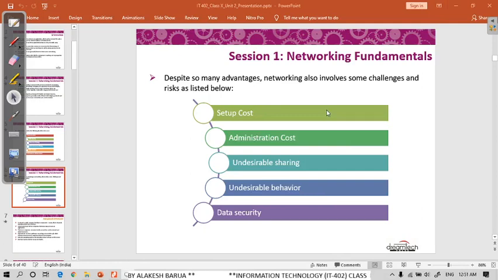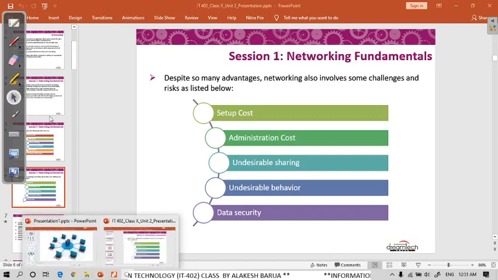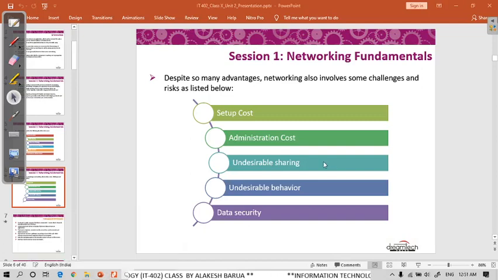There is also another undesirable behavior that is related to undesirable sharing, which means that if the computers are connected together, then certain data and information is shared among all the computers connected in a network, which can increase the leakage of data and information. If you don't want the data and information to be shared among all these computers, it becomes undesirable. So that is also an undesirable behavior of networking.